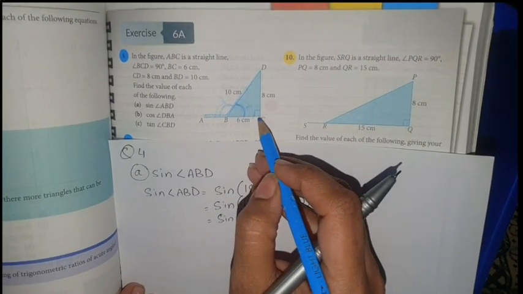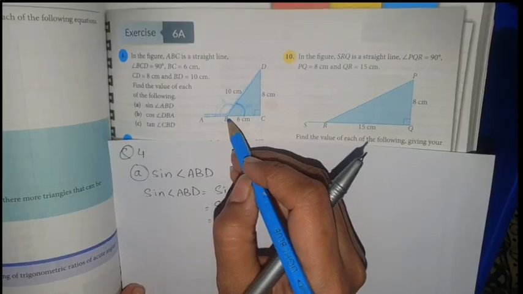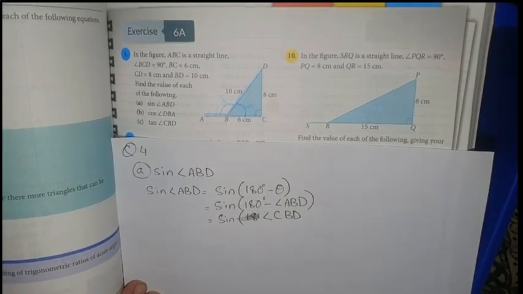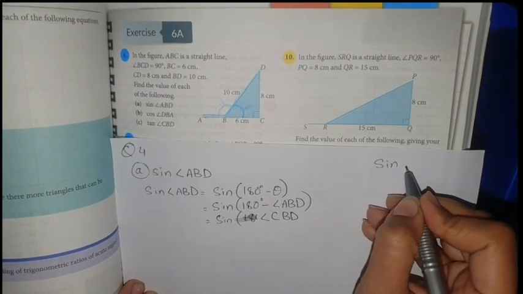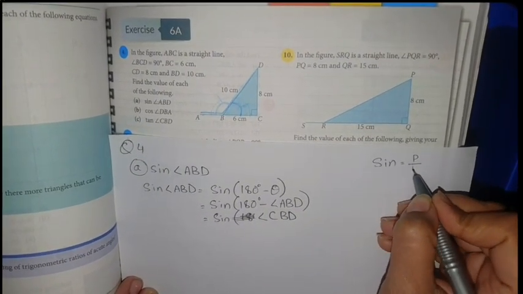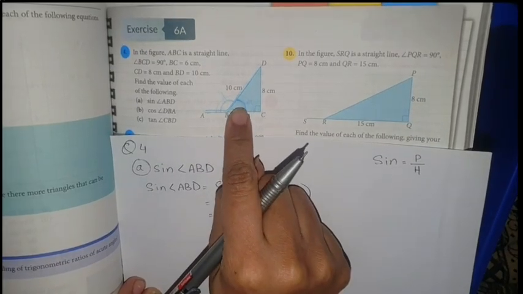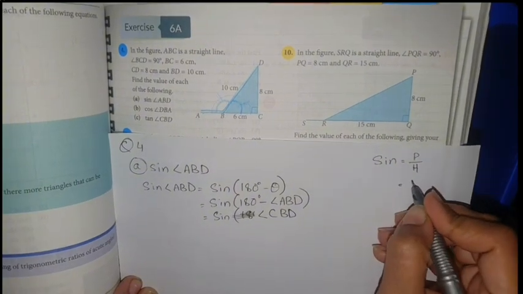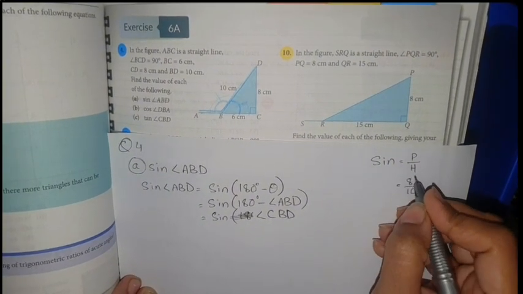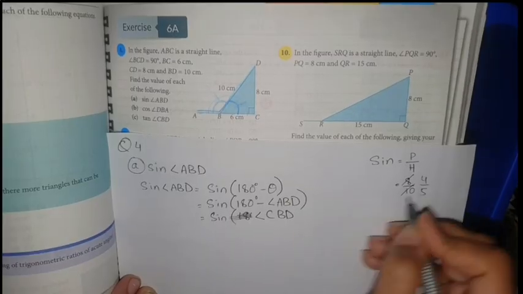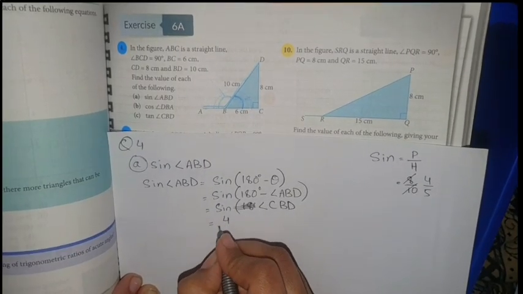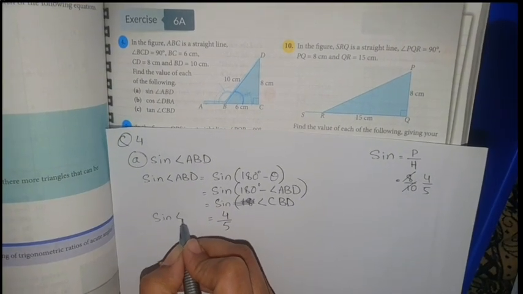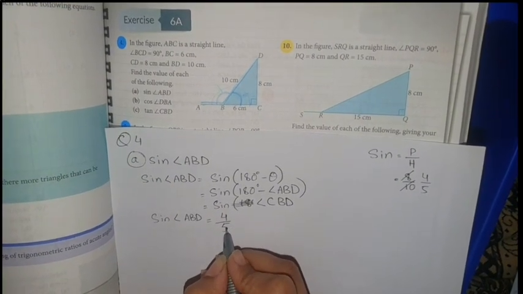And how would I get the value of angle CBD? We have to use a trigonometric ratio, that is sine. You know that sine is equal to perpendicular upon hypotenuse. For this angle, this is the perpendicular side and this is the hypotenuse side. So it would be 8 upon 10, and if we simplify, we get 4 upon 5. So sine angle ABD is equal to 4 upon 5.